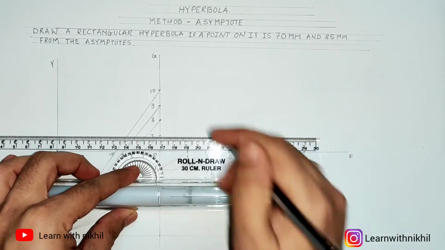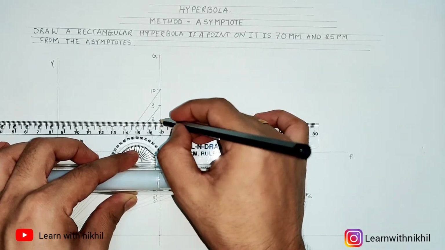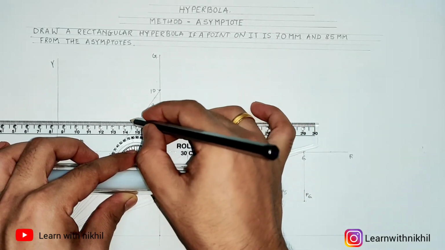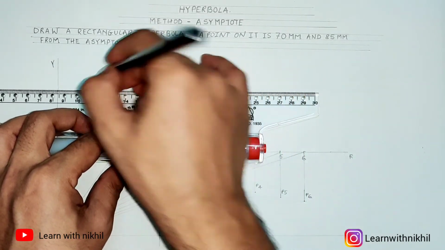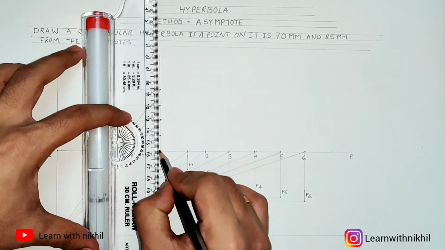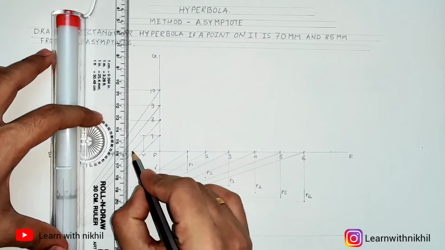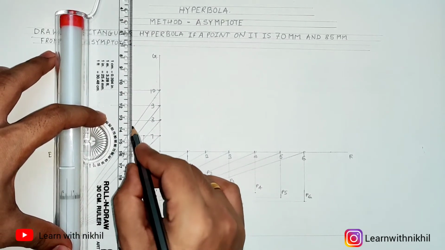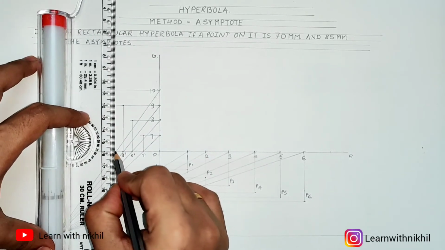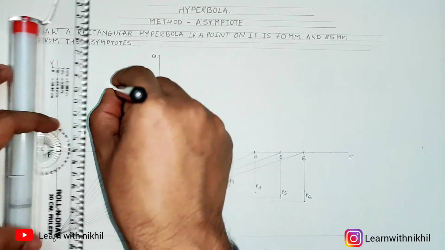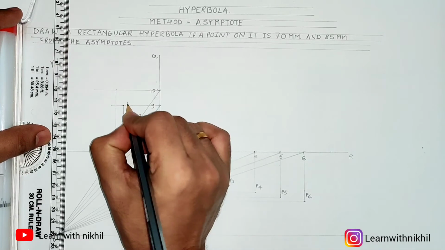Now we do the same procedure for the points 7 to 10. From 7 we draw a straight horizontal line, from 8 a straight horizontal line, from 9 and from 10 a straight horizontal line. Now from 7 dash we will draw lines parallel to GF. From 8 dash we will extend till 8 and join the point, 9 dash to 9, 10 dash to 10, and mark these points as P7, P8, P9 and P10.